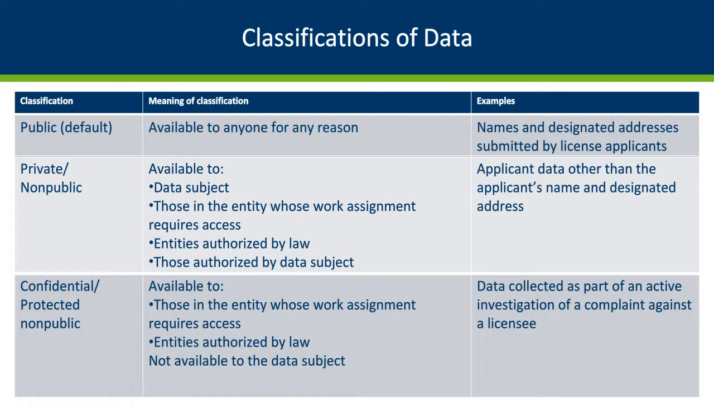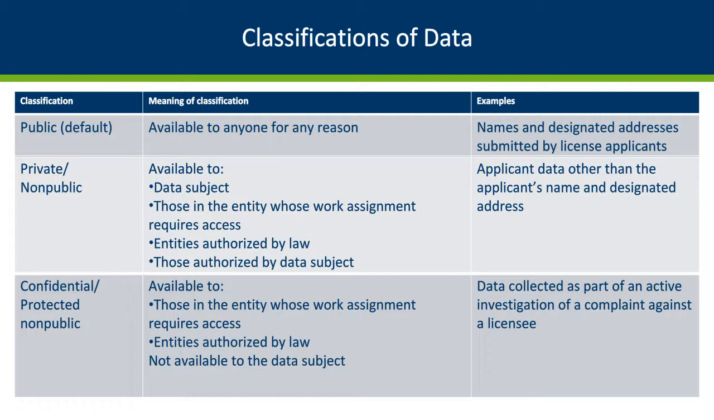After it is determined that the entity in question is in fact a licensing agency, it is then important to understand what the classifications within the statute mean. The first classification is public data. In Minnesota, the default classification for data is public. This means that unless there is a specific law classifying data as anything other than public or limiting access to that data, the data is automatically public and available to anyone for any reason.